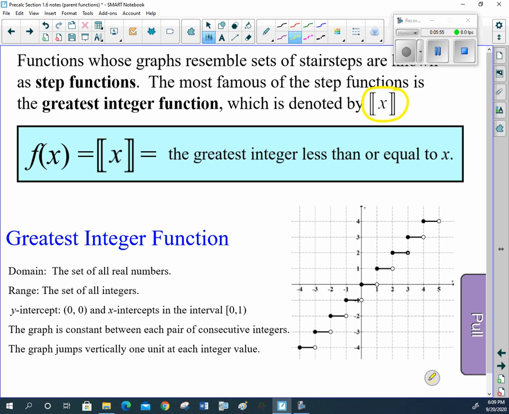The range is the set of all integers, because the points in between each of those are not part of our range; there aren't any y values there. So it's just the integer values. The y-intercept is 0, 0, and the x-intercepts are 0, 0, and the interval 0 to 1. The graph is a constant between each pair of consecutive integers, and the graph jumps vertically 1 unit at each integer value. So we can see that right here.